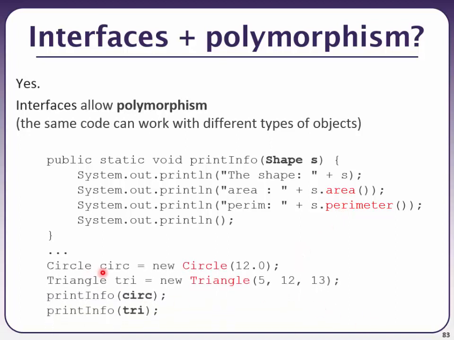So here's an example. We can create a new Circle, and put the reference in the variable circ, meant to hold the reference to an object of class Circle. Same thing for Triangle here. Then we call printInfo on the circle reference and the triangle reference. No problem. It's going to work for both. So we have polymorphism, and we have a way to work around that limitation that we can only subclass one superclass in each class.